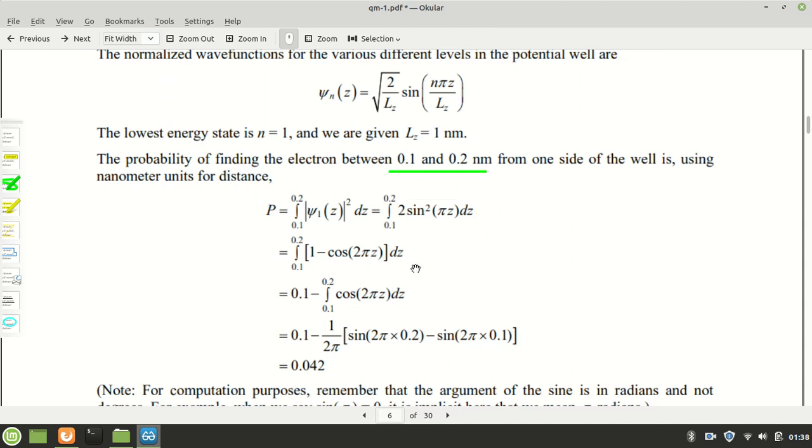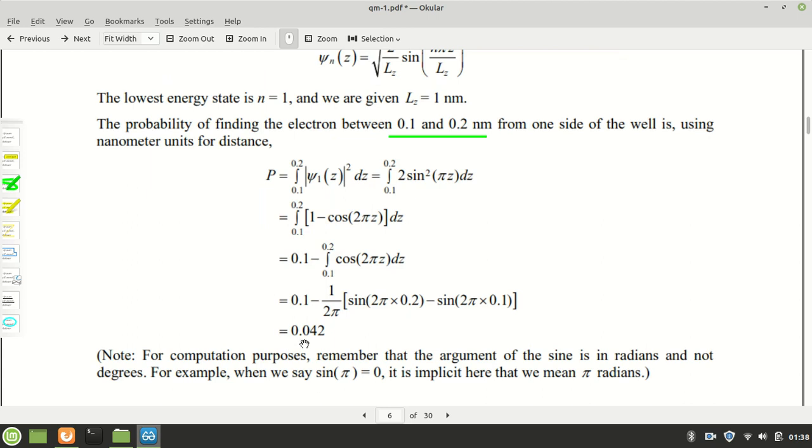So the integration is very much straightforward. The sine square will give you 1 minus cos 2 theta, so the integration can be done. The result will be 0.042. That is the probability of finding the particle, the electron here, between the length 0.1 to 0.2 nanometer is 0.042. That is, the chance of getting the electron in this region is 4.2%.